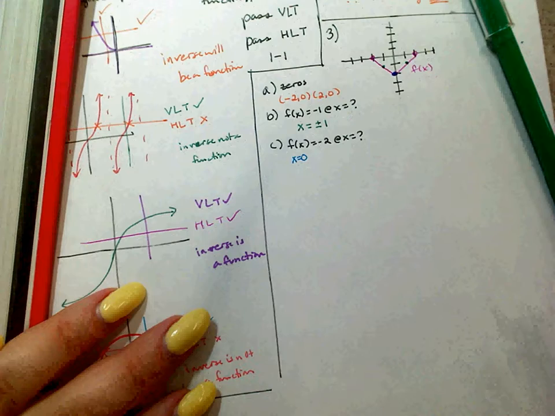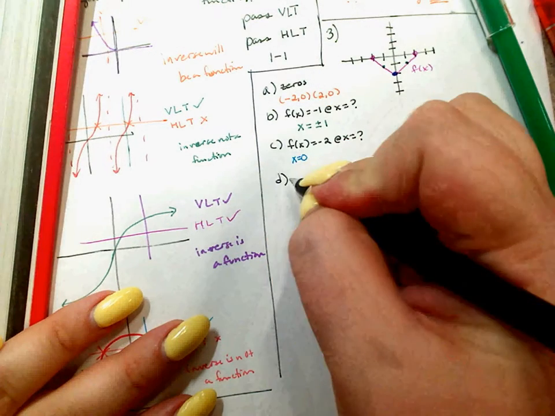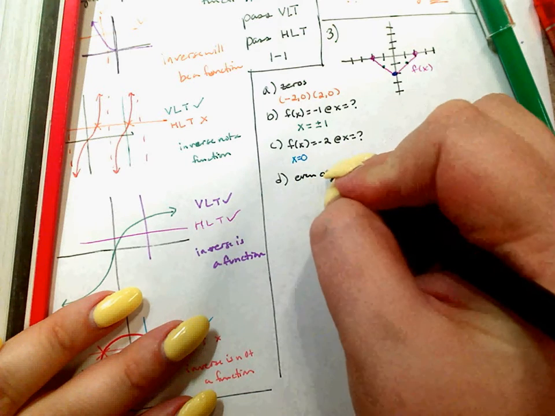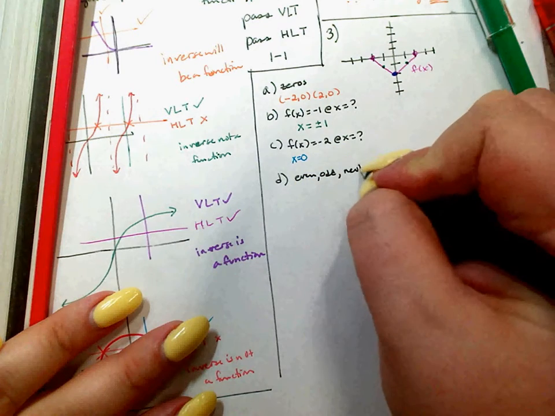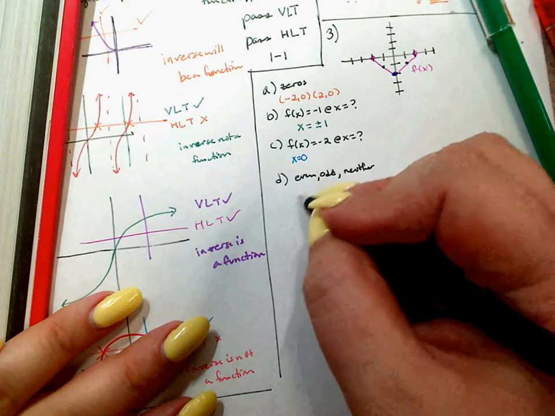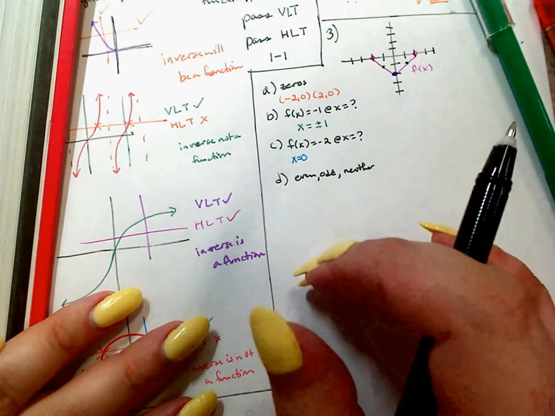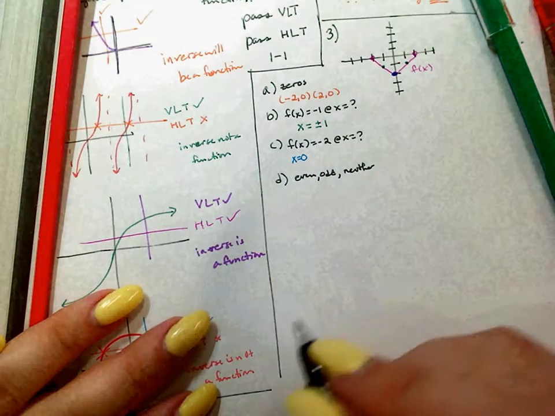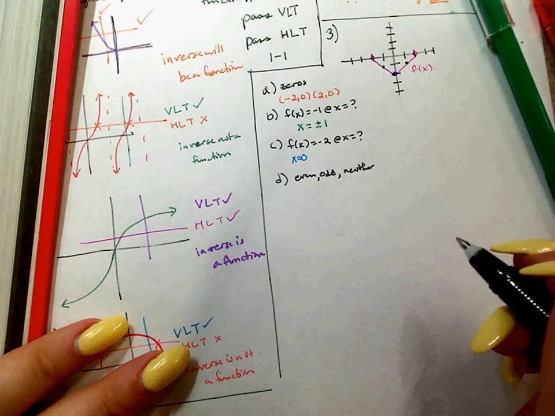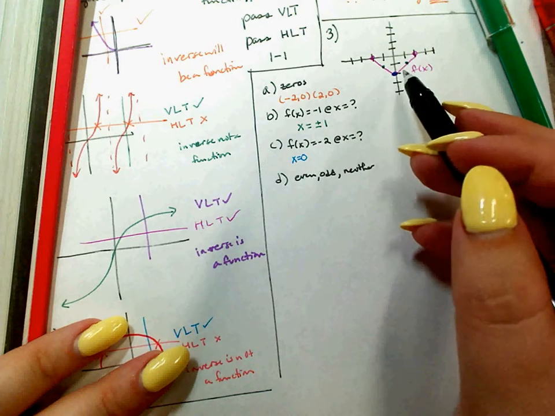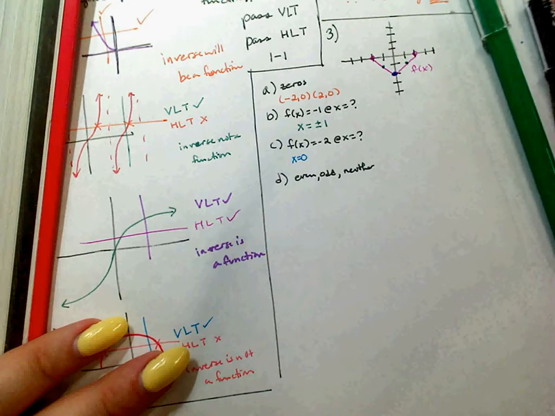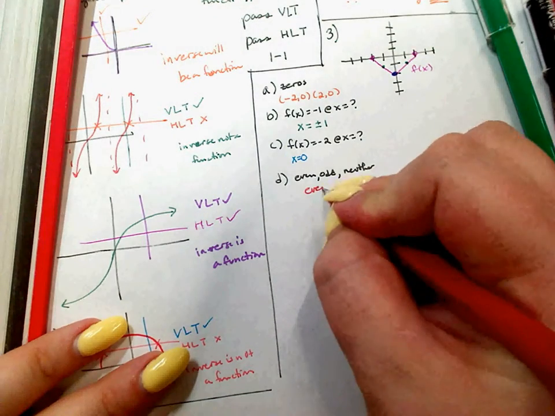Part D, is f even, odd, or neither? Even functions are symmetric across the y-axis, like a quadratic is even. Odd is symmetric about the origin, which means like x cubed is odd. You can rotate 180 degrees, and neither would be neither. This has even symmetry, kind of like a quadratic does. So we would say that this is even.